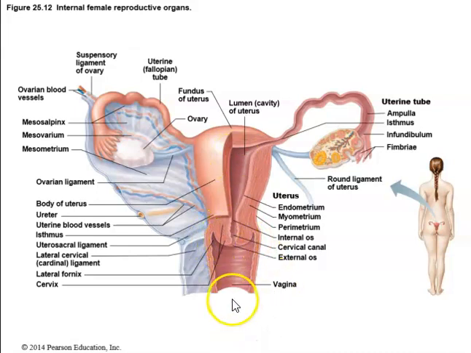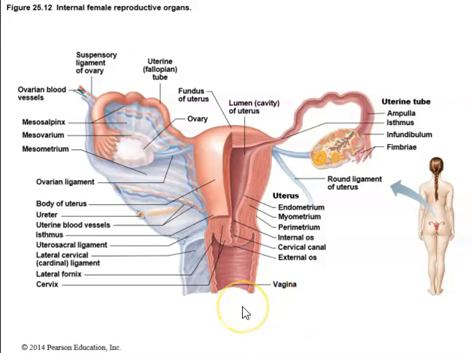So when sperm goes up the vagina, it will enter the cervical os, go up the cervical canal, enter the body of the uterus, and then hopefully meet up with an ova or egg. And usually the majority of fertilization occurs within the ampulla, this section of the fallopian tube.